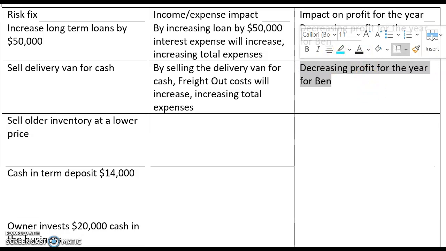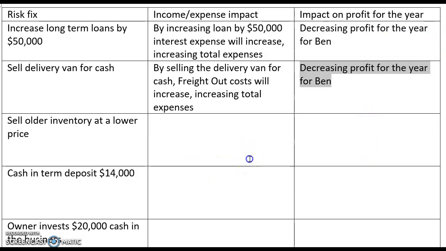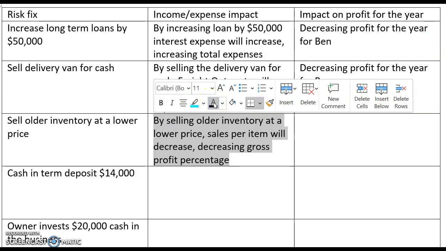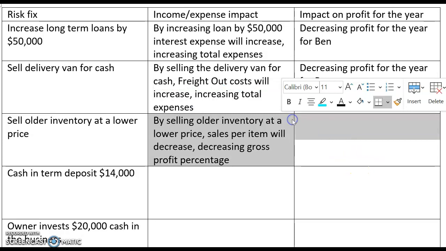What about if we decide to sell the older inventory at a lower price? Quite a good strategy, this one. What's the impact on profit there? By selling older inventory at a lower price, the sales price per item will decrease, decreasing our gross profit percentage, because at a lower price, the difference between sales price and cost price is lower. And if we decrease our gross profit percentage, that will decrease our profit for the year.